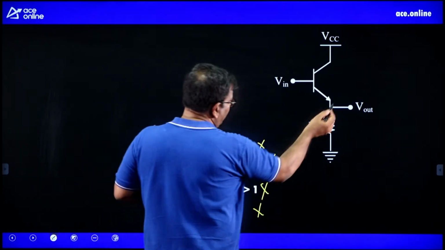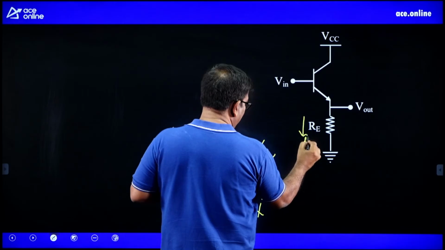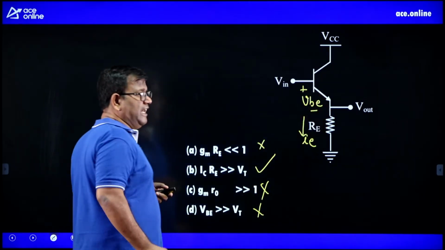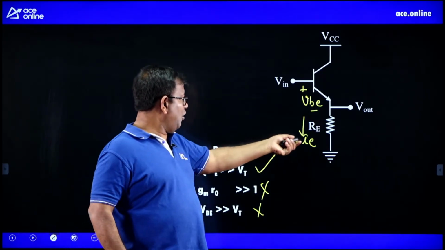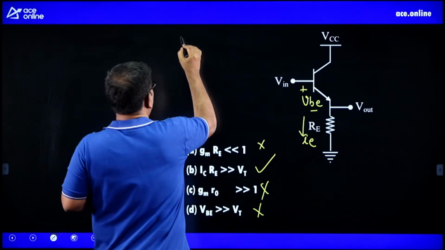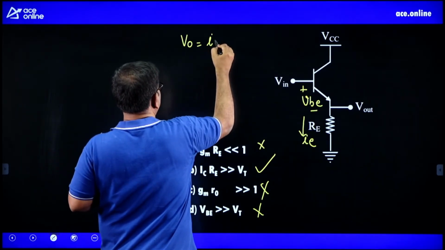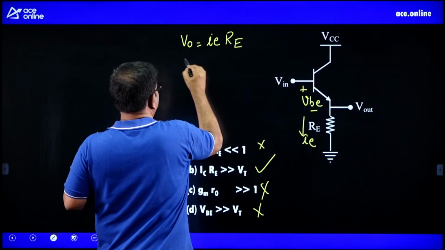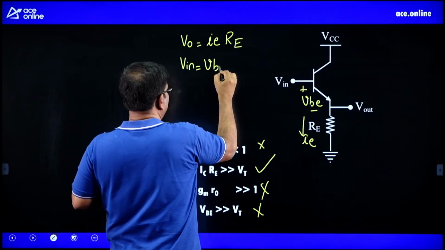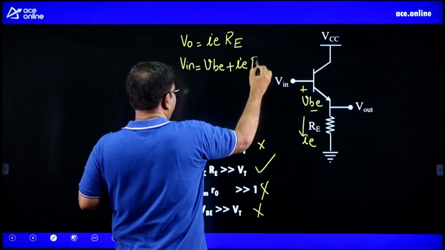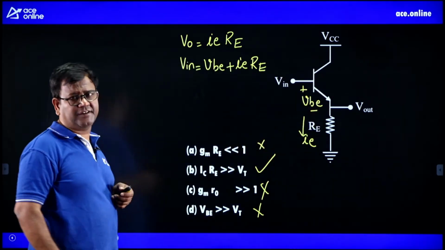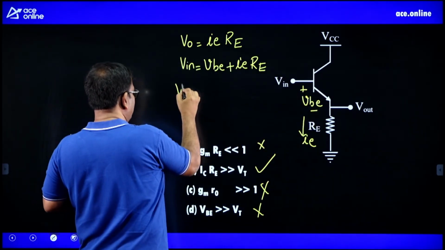So how do we find V0 by Vin? Here you have IE, and here there is a small Vb, because in small signal analysis all the parameters you have to write with small letters, right. So what is V0? V0 is going to be IERE, and what is Vin here? Vin is Vb plus IERE. Even if you draw the small signal model and replace the transistor, this is exactly what you are going to get. And what is V0 by Vin?